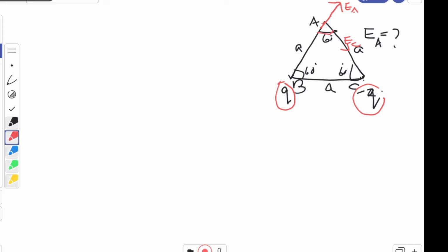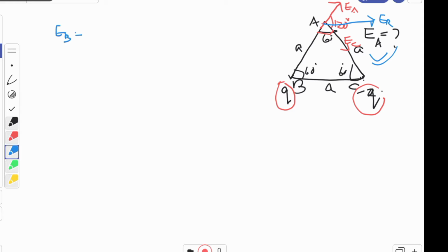Now if it is 60, then it is 120. So net electric field will be where? Net electric field will be like this. This is your ER or net electric field. That is what we want to find out. Net electric field at point A. Let us begin. How to find out? Now first we will see what is EB.